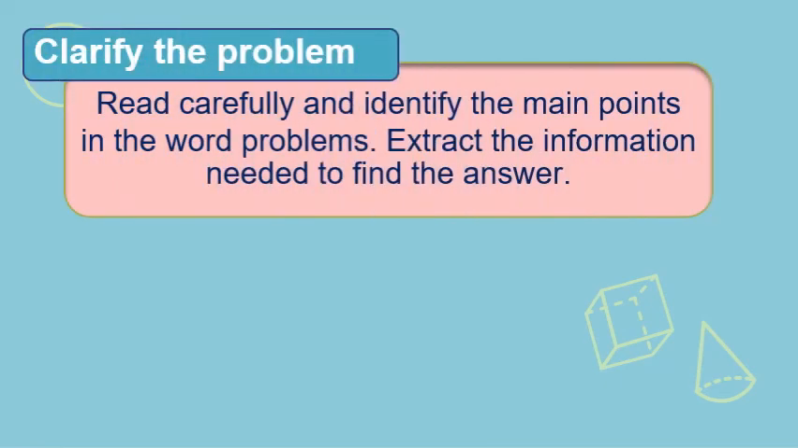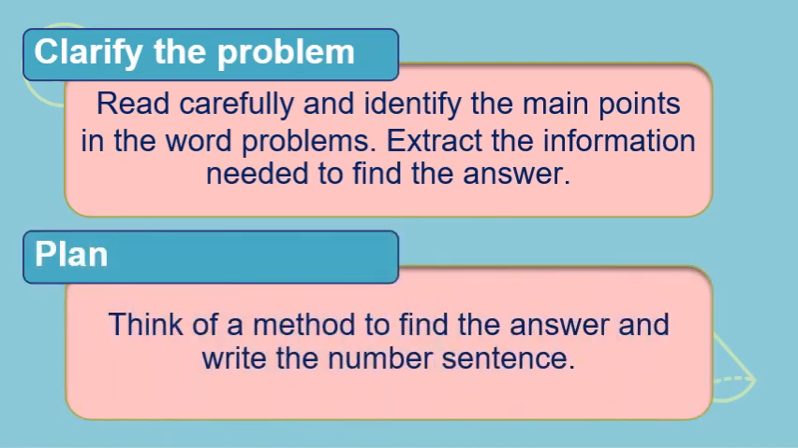Now let's learn how to do it. First is clarify the problem. We are going to read carefully and identify the main points in the word problem. And then after that, we are going to extract the information needed to find the answer. After taking all of the information, we are going to do step 2, which is plan. We're going to think of a method to find the answer and write the number sentence.